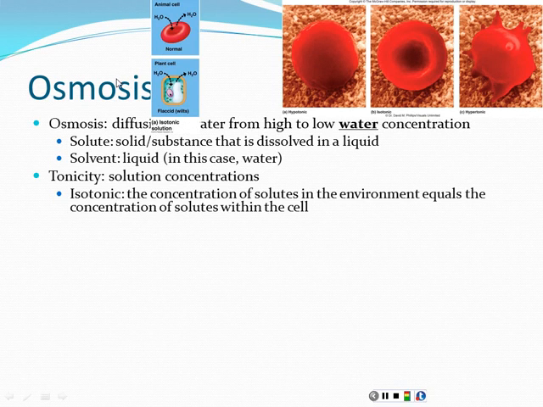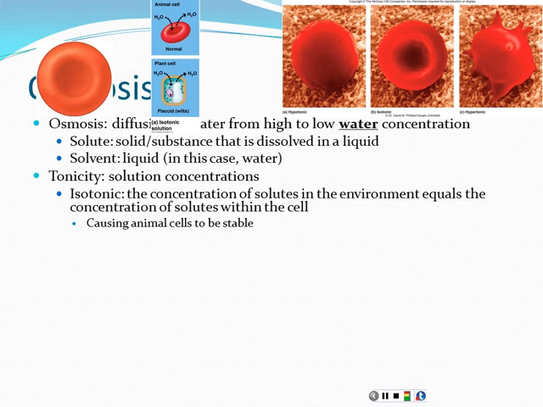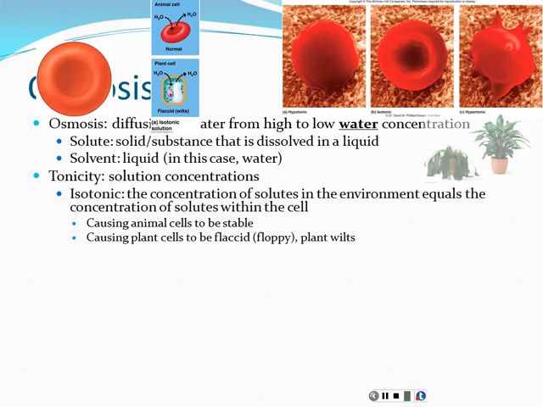Isotonic is when the outside environment has the same amount of concentration of solutes as the inside environment. So if you think about it, there's no net movement of water. Some water will go into the cell, other water will come out of the cell because we have the same concentration inside and outside of the cell. So this causes the animal cells to be stable. And by the way, anybody can recognize this cell? What kind of cell is that? Red blood cell. Very good. A sickle cell is a red blood cell as well, but in this case, it's not sickle cell though.